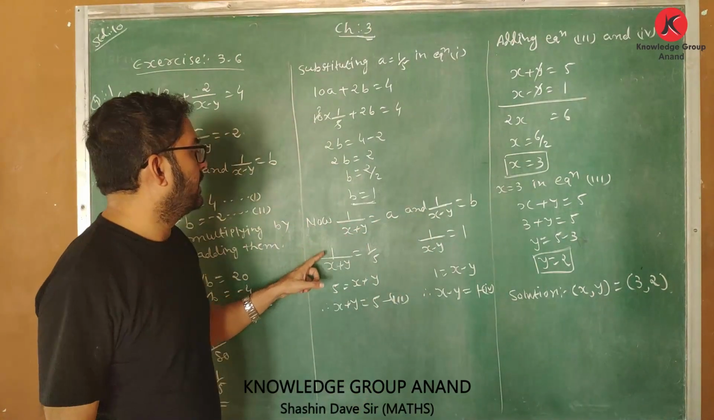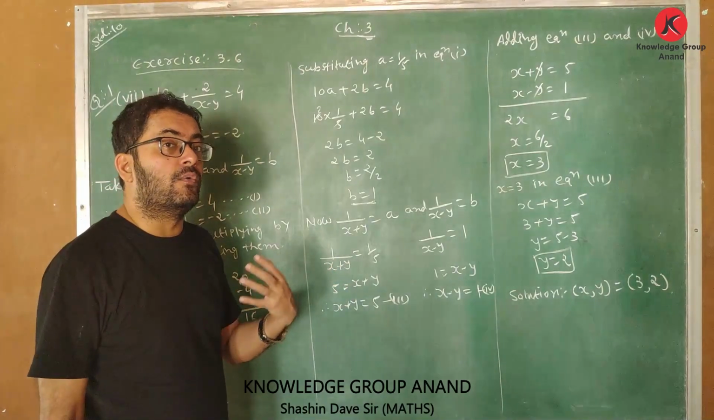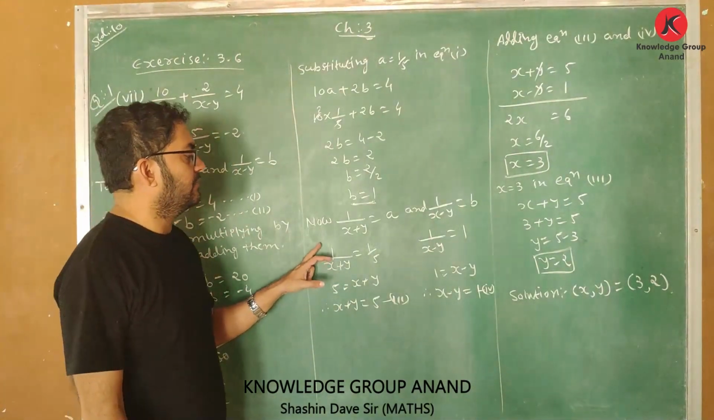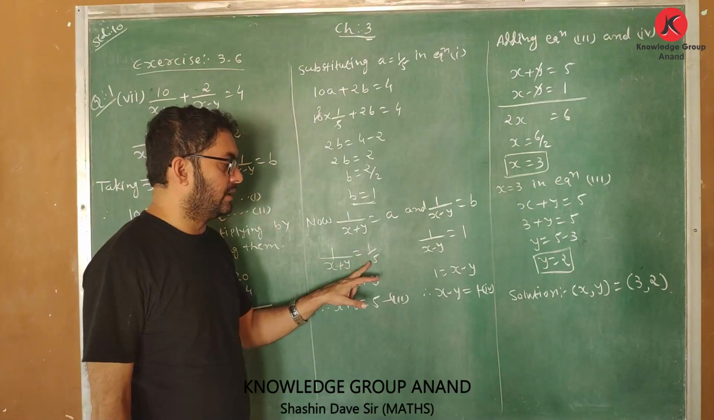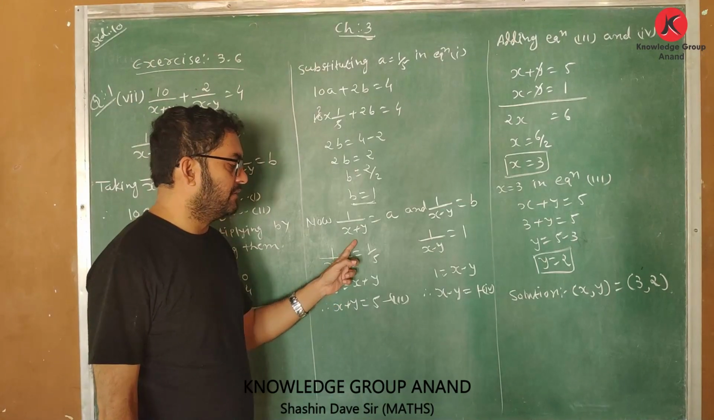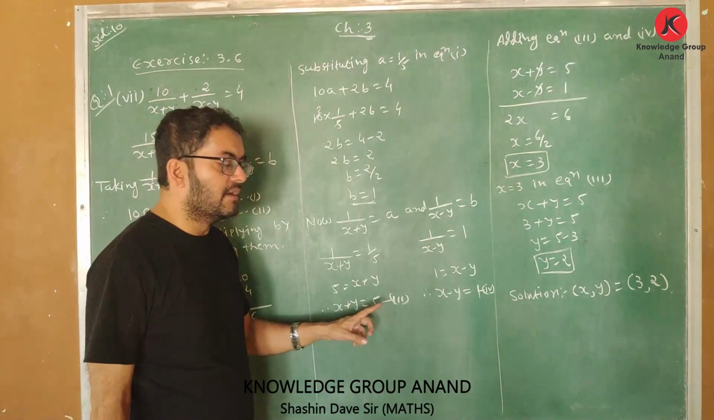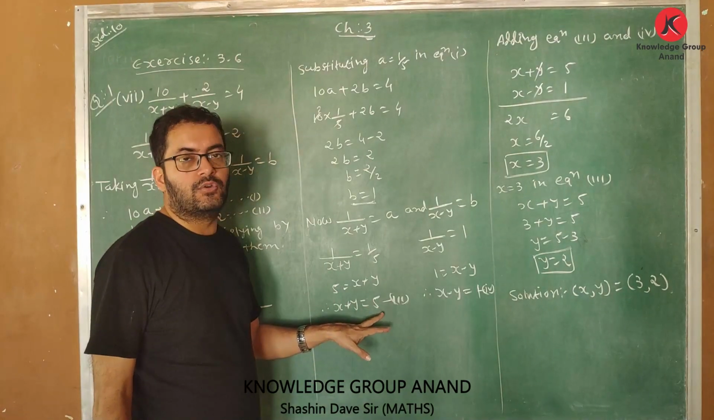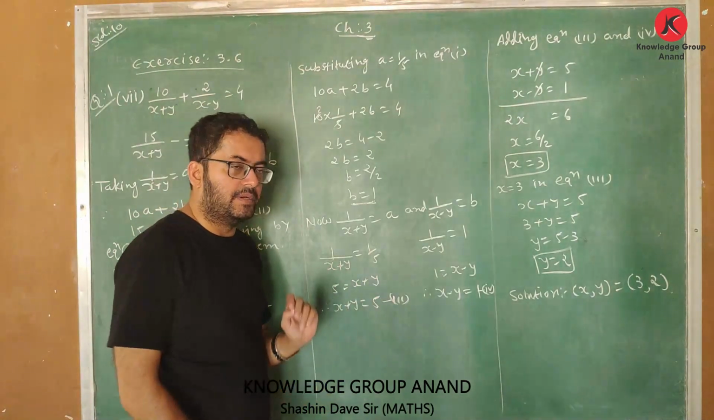So first, 1 upon x plus y is equal to a. Now what is the value of a? The value of a is 1 upon 5. So I will write 1 upon x plus y is equal to 1 upon 5. Now when you cross multiply, I will have x plus y is equal to 5. So now I will get one more equation, that is x plus y is equal to 5. I name it as equation number 3.